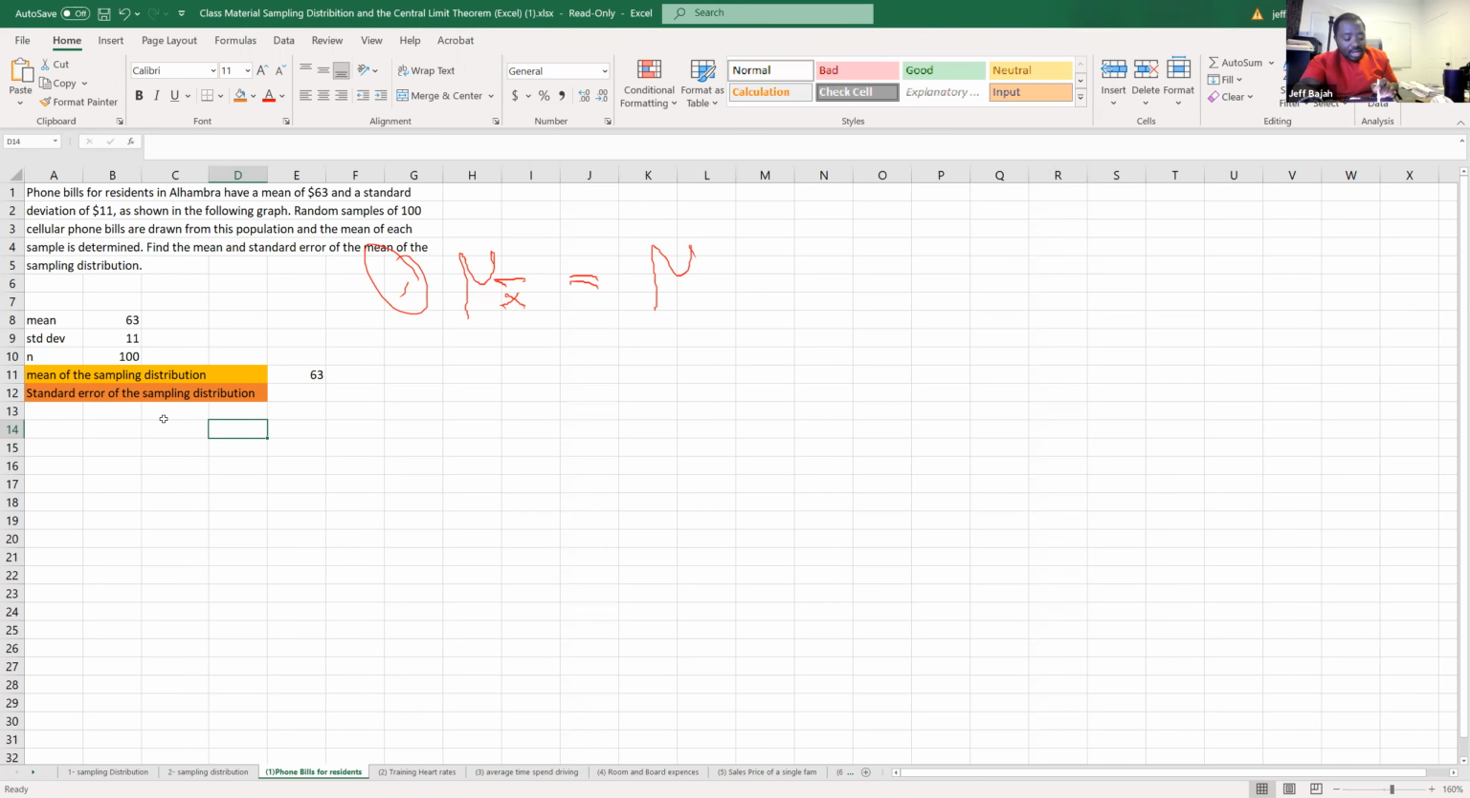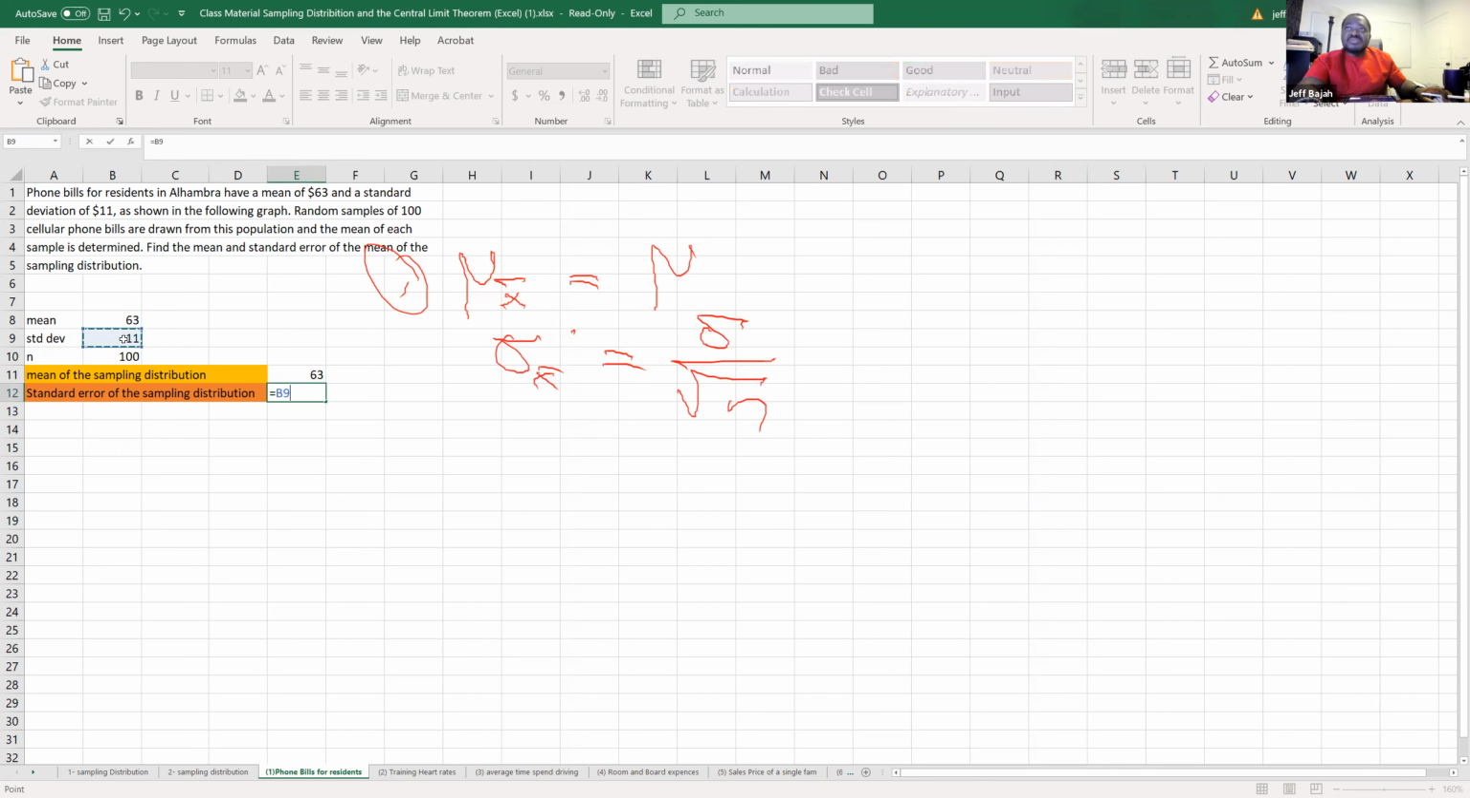All right. I told you that the standard error is the same thing as the standard deviation of your sample mean, and that the formula is the standard deviation over the square root of n. So for this one, the answer will be the standard deviation over the square root of 100. And so your answer here will be 1.1, right? And so that's your answer right there.